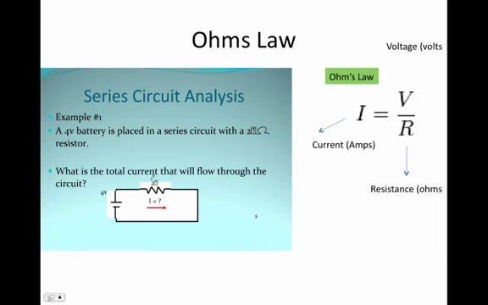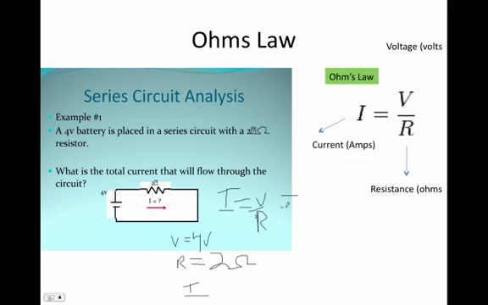Okay, what's the total current? So what are we using? We need the formula I equals V over R. What do we know? Let's write down what we know. We know V, that's 4 volts. We know R, that's 2 ohms. We just don't know I. So let's solve for I by plugging in our numbers.